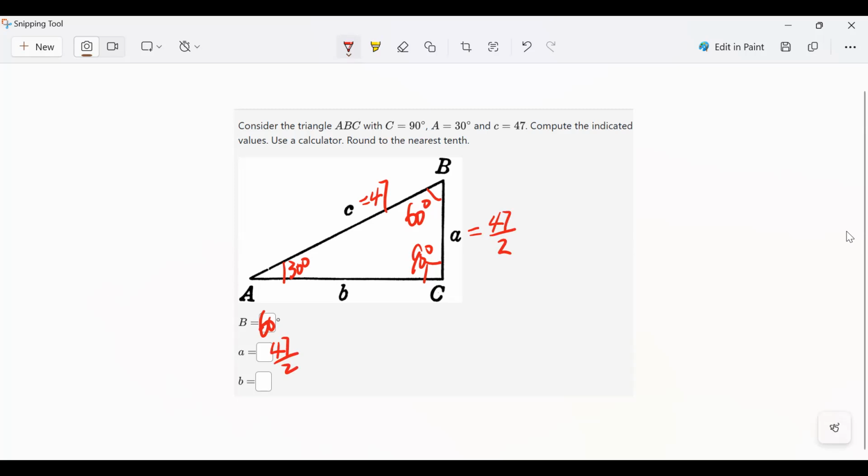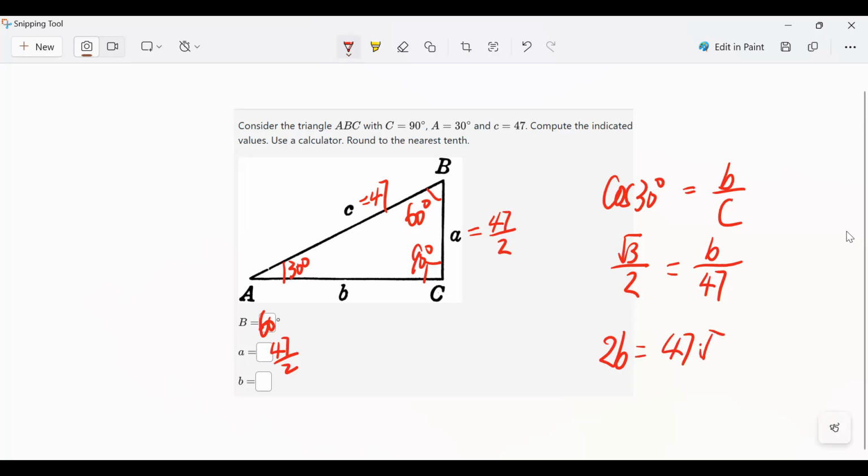So we're going to use cosine 30. Cosine 30 degrees equals B over C. Cosine 30 is radical 3 over 2, and we're looking for B. C is 47 units. Cross multiplying, 2B equals 47 times radical 3. Now divide both sides by 2. B equals 47 radical 3 over 2.